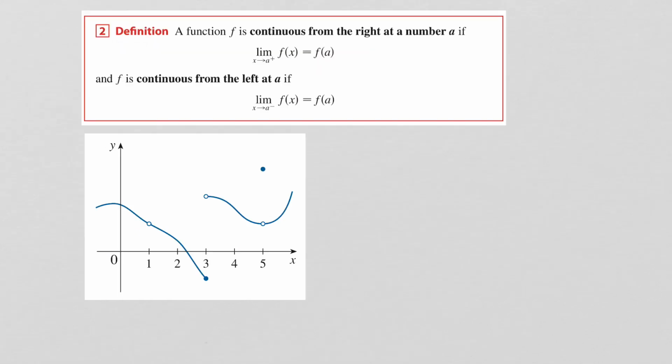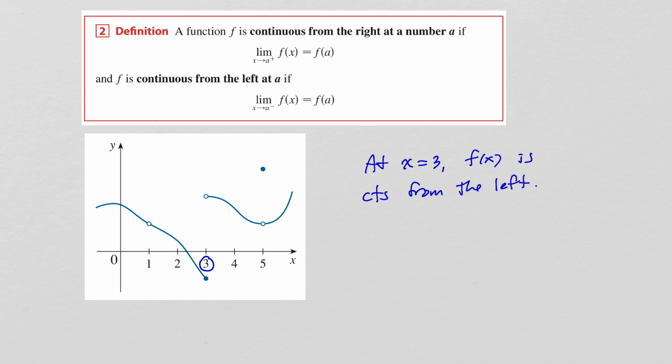A function is continuous from the right at a number a if the limit as x approaches a from the right is equal to the function value at a, and it's continuous from the left at a if the limit from the left at a is equal to the function value at a. So I thought I would just provide a graphical example here, and I'd like to show you that at the number x equals 3, the function here, f of x, is continuous from the left.